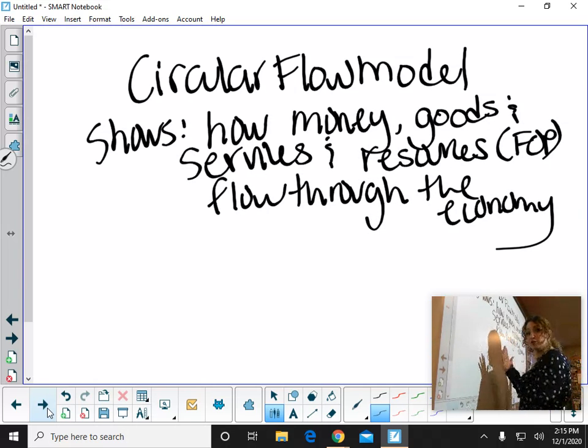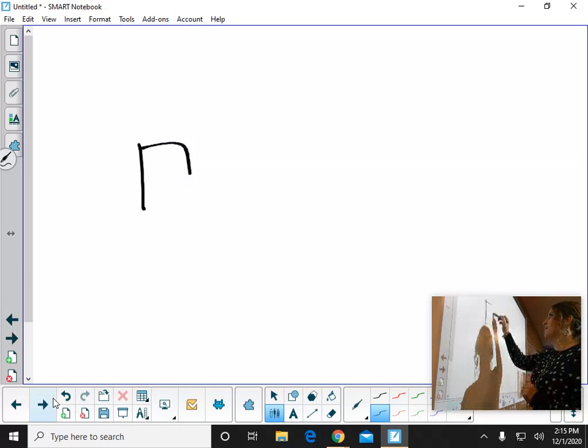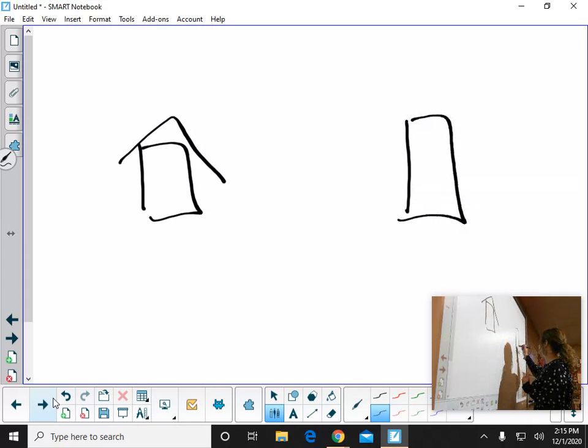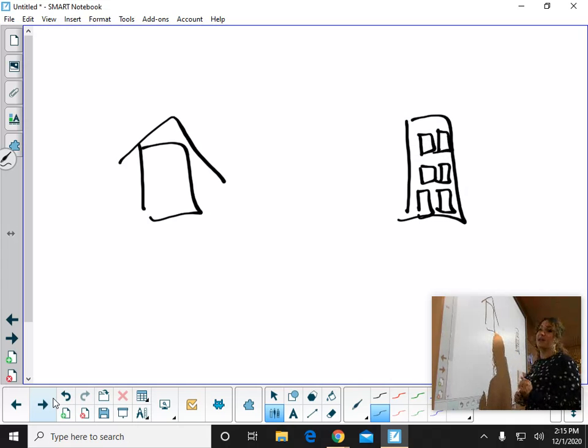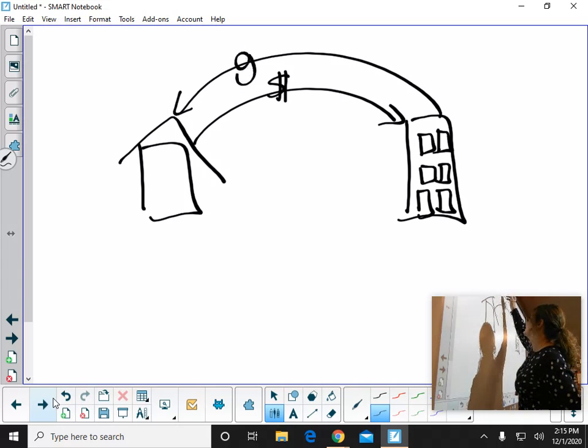And remember, it actually looks like a circle with like arrows, and there's different like markets. So typically you have a household. Doesn't necessarily have to be on the left, it could be on the right. I just typically draw it like this. And a business. Businesses always kind of look the same. And how they interact with each other. So one way that households interact with businesses is households give businesses money in exchange for goods and services.